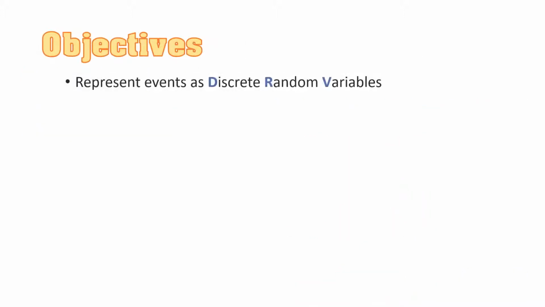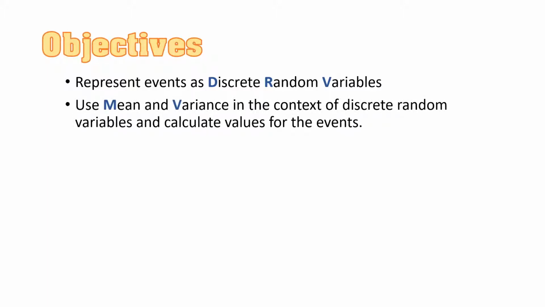Our objectives of the lesson are to represent events as discrete random variables, or look at what discrete random variables are, and then use mean and variance in the context of discrete random variables and calculate values for the events. That is, we're going to set up a discrete random variable and then we're going to do some measurement of it using mean and variance. They are topics which you may have touched on beforehand, but they're going to appear a lot in future modules here as well.